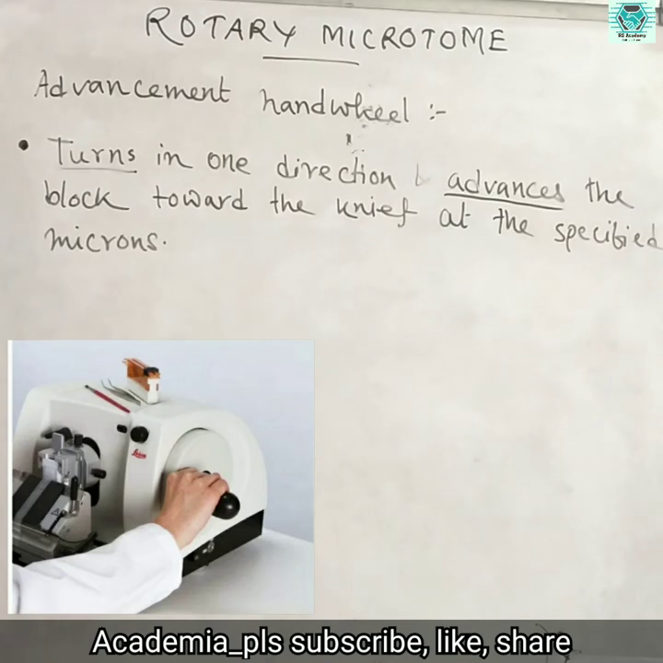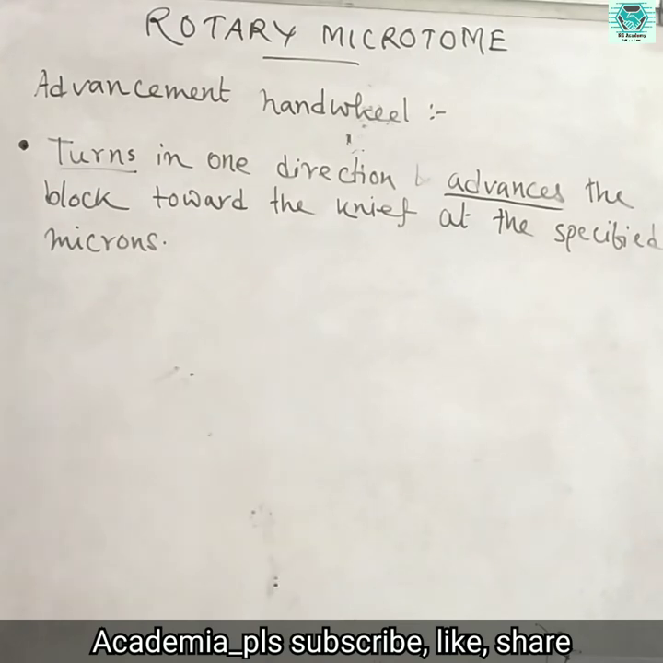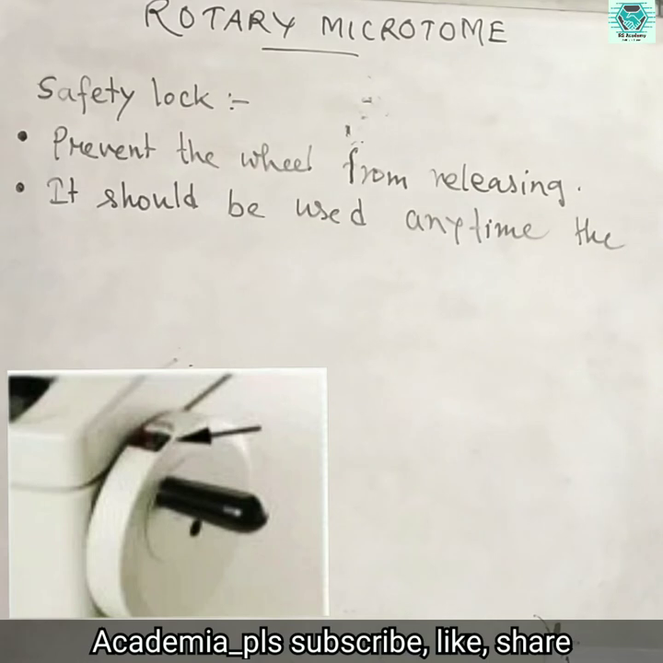The last part is the safety lock. The safety lock is used to prevent the wheel which we rotate from releasing, and having the block holder come down toward the blade while a block is inserted or removed. So generally the lock is very essential when we are not doing the work. It should be used anytime the microtomist is not actively sectioning.